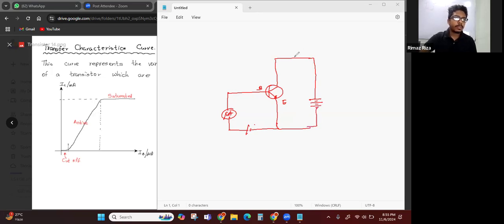Here we put a milliammeter to measure the current. We always mark the current direction from P to N. So this current is IE, here the current is IB, and here the current will be IC.